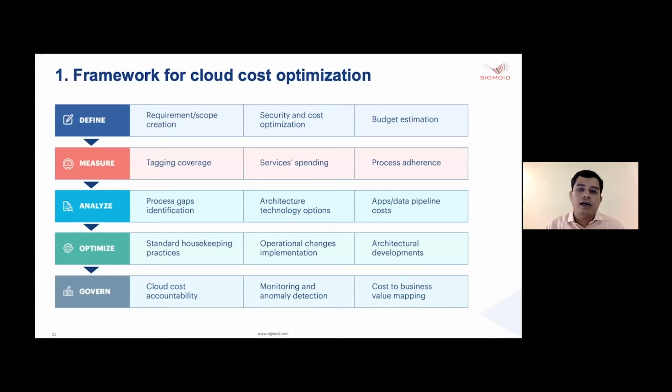Then the third phase is analyze. In the analyze phase, analyze the process to determine the root cause of inflated cost, poor performance. Analyze the options available to overcome these challenges.